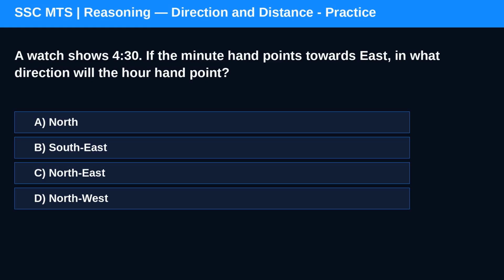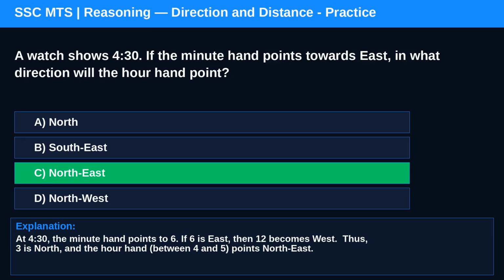Question 9. A watch shows 4:30. If the minute hand points towards east, in what direction will the hour hand point? Option A north, option B southeast. The correct answer is C. At 4:30, the minute hand points to 6. If 6 is east, then 12 becomes west. Thus, 3 is north and the hour hand, between 4 and 5, points northeast.